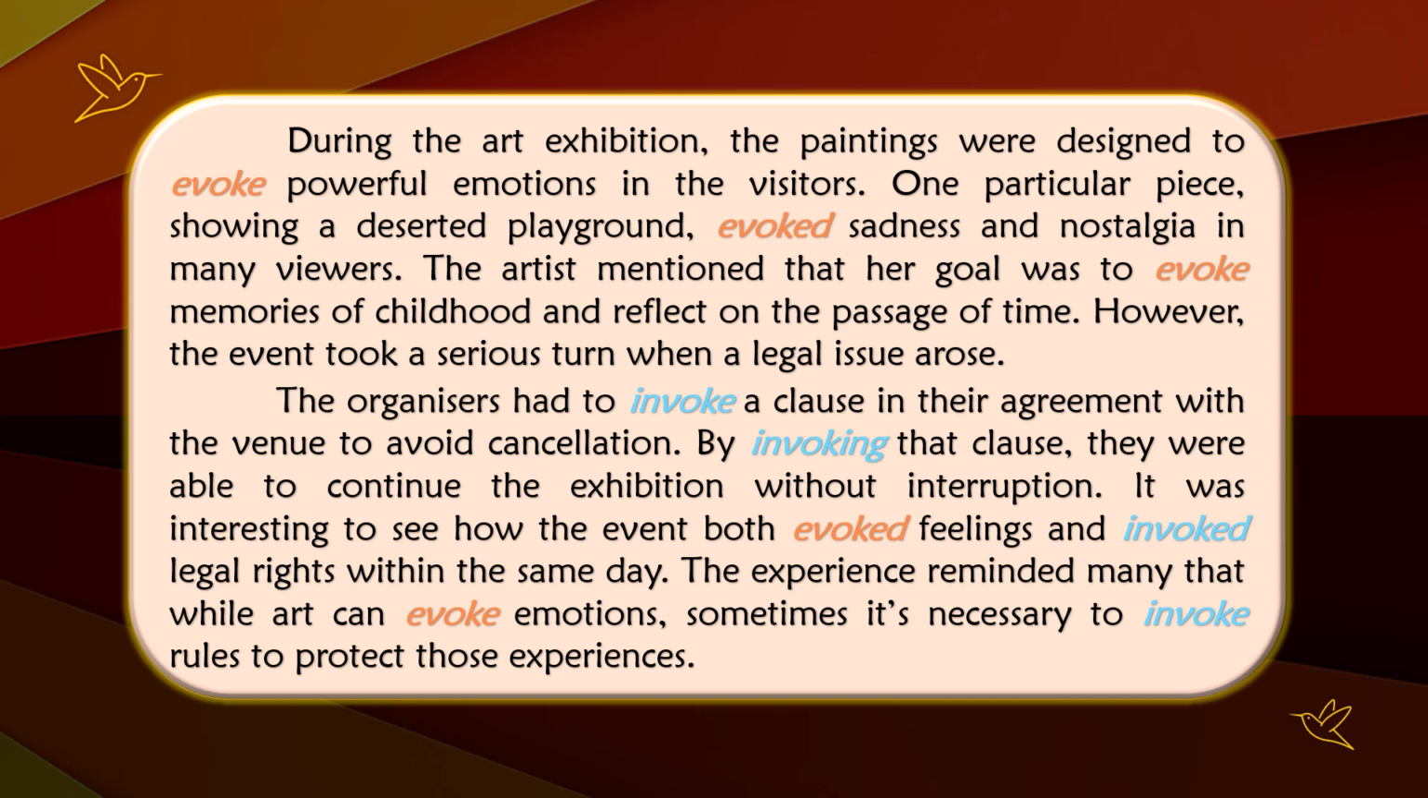Read the text carefully, identifying where each meaning applies. Focus on how each form fits within the overall context to convey its meaning. During the art exhibition, the paintings were designed to evoke powerful emotions in the visitors. One particular piece, showing a deserted playground, evoked sadness and nostalgia in many viewers. The artist mentioned that her goal was to evoke memories of childhood and reflect on the passage of time.